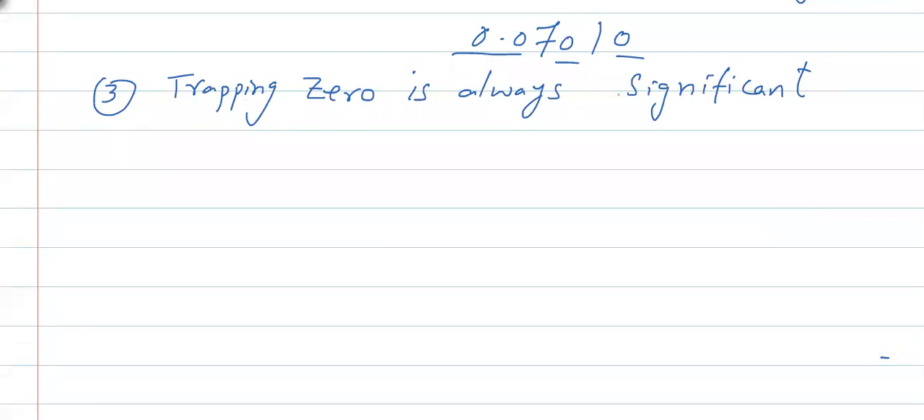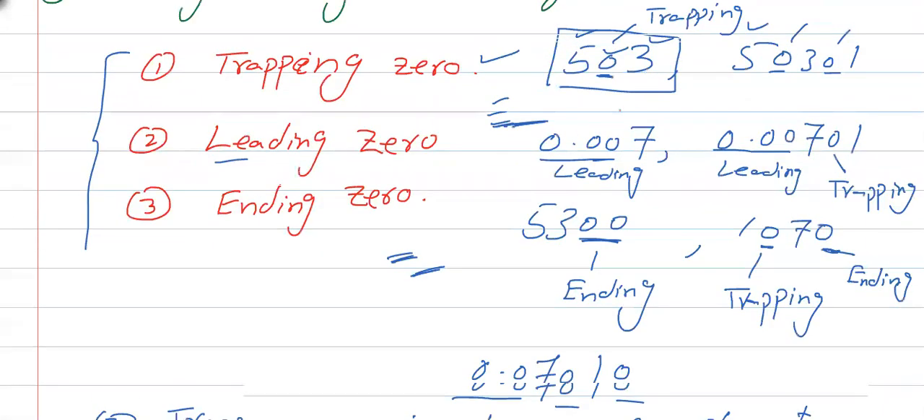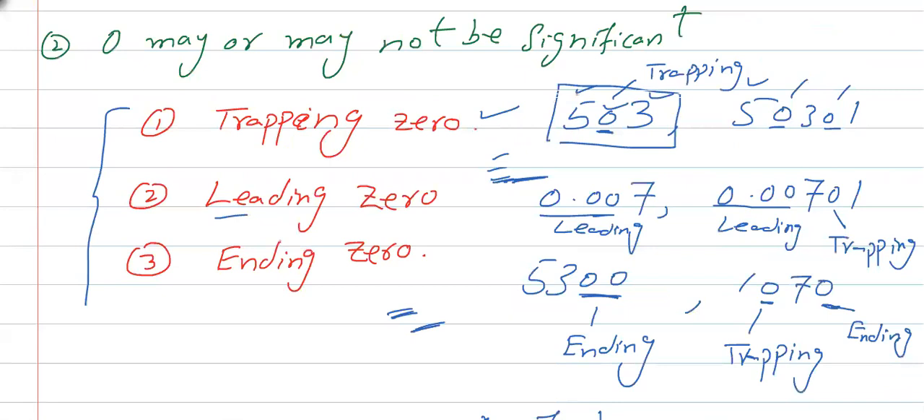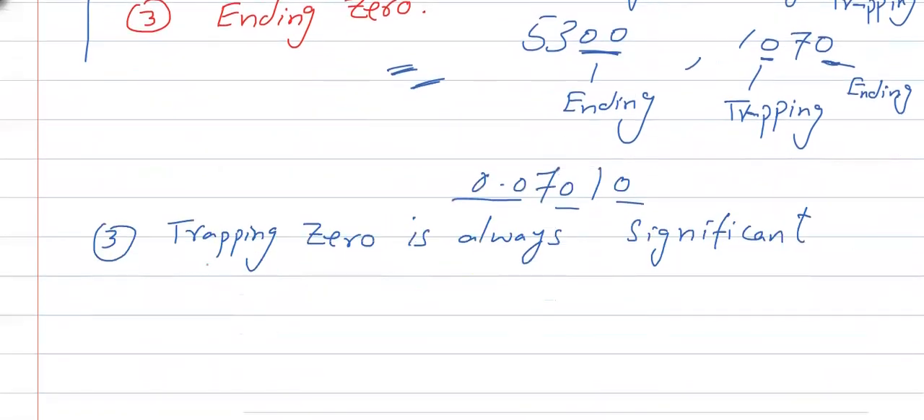Now the trapping zero is always significant. Like in this case, we have this 5 is obviously significant, 3 is significant, so 0 is trapping, so it is also significant. Similarly, in this case, this is significant, significant, so 0 is between them, so significant. This is also significant because it is between them, so significant. So I can say the total number of significant figures is 5. But about significant figures, I will come in detail. Just remember this rule: if you have a trapping 0, it will always be significant.